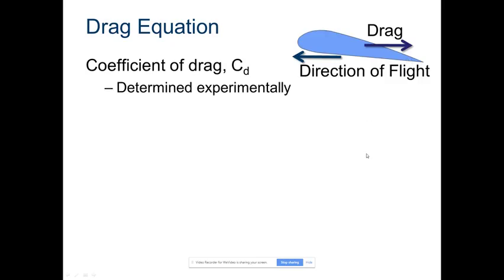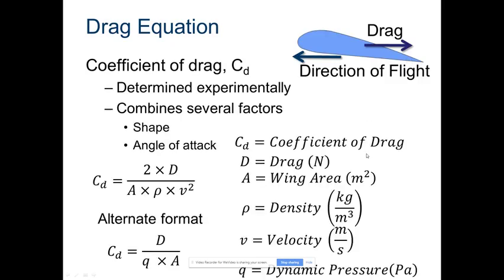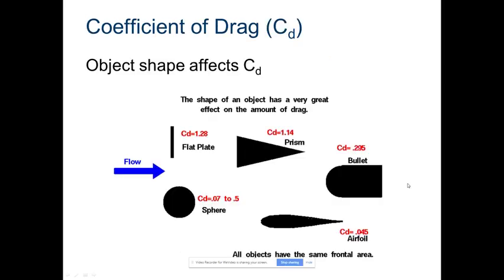So then drag equation, very similar to the lift equation, only now we're talking about drag. In this case, 2 times your drag, which is usually equal to the thrust of the aircraft, area of the wing, density, velocity squared. Object shape does affect coefficient of drag. You can see here, bullets 0.292, prisms 1.14, but an airfoil is 0.045.